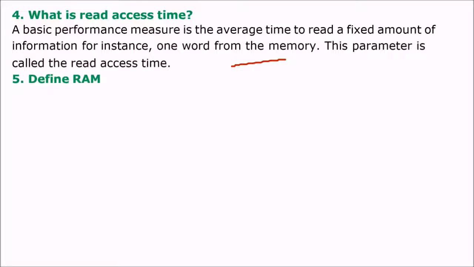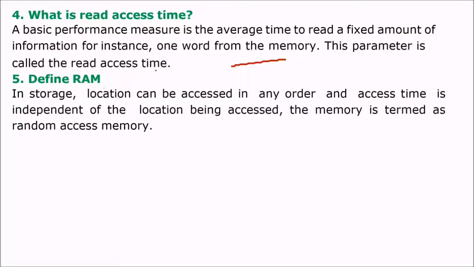Define RAM or random access memory. The storage location can be accessed in any order, and access time is independent of the location being accessed. So access time is independent of the location. This is very important. The memory is termed random access memory. That is why it is random: you can access the data from anywhere in the memory.